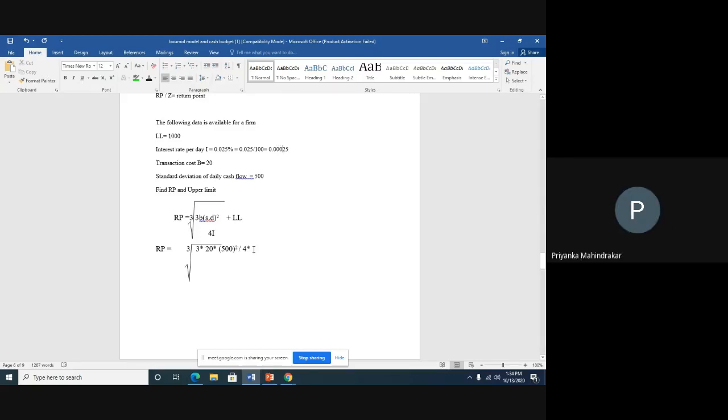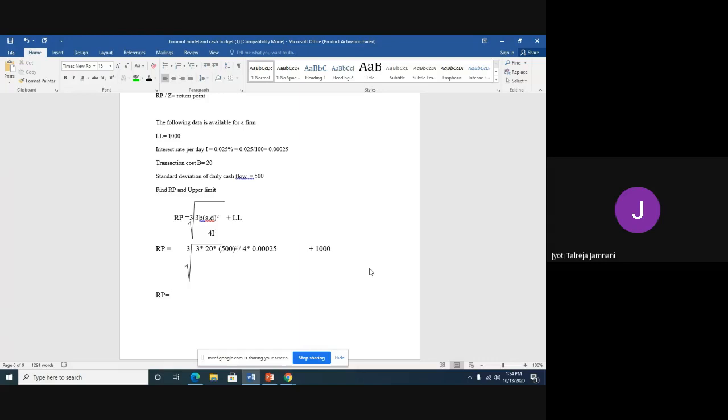Yes, ma'am. So 4 into 0.00025. You need to solve all this, and then later, after the cube root is over, we need to add the lower limit. How much is the lower limit given? 1000.